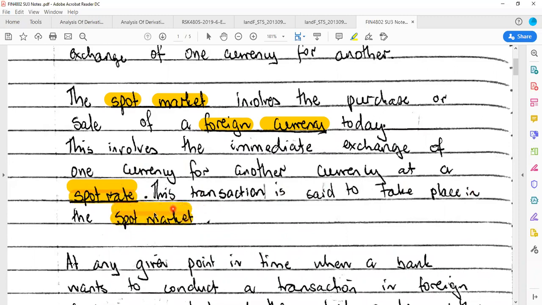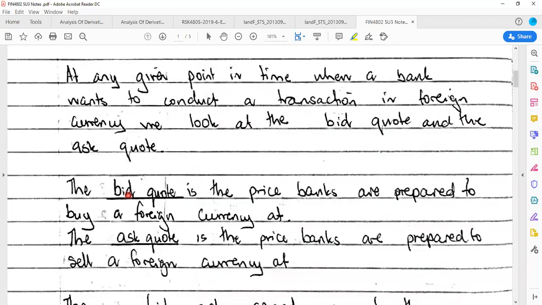Just like I'm saying, there's what we call a futures market. That's when you're entering into a contract to buy or sell sometime in the future. But I'll explain that later on in this video. Okay.